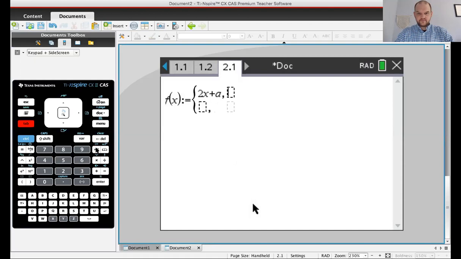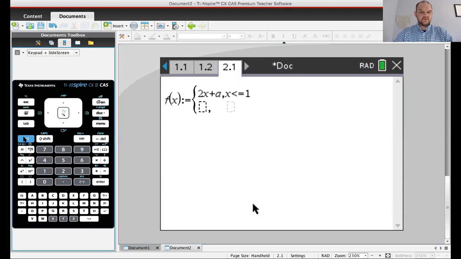2x plus a when x is less than or equal to 1. So you should use control equals, control and the button under it, to get that less than or equal to. Just way faster to type it. And so I do, and then b times x cubed. And that's when x is greater than 1.